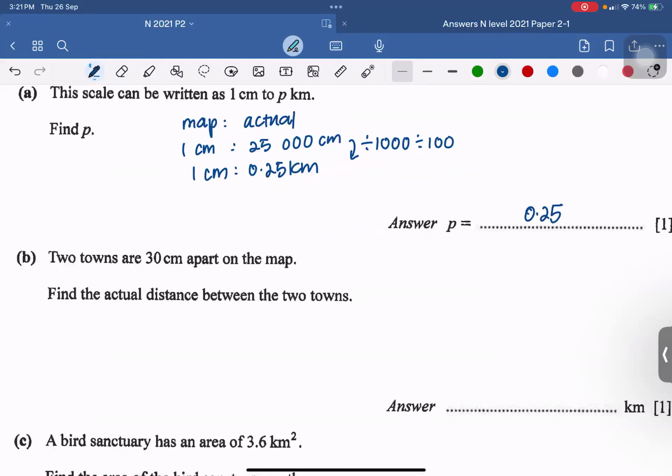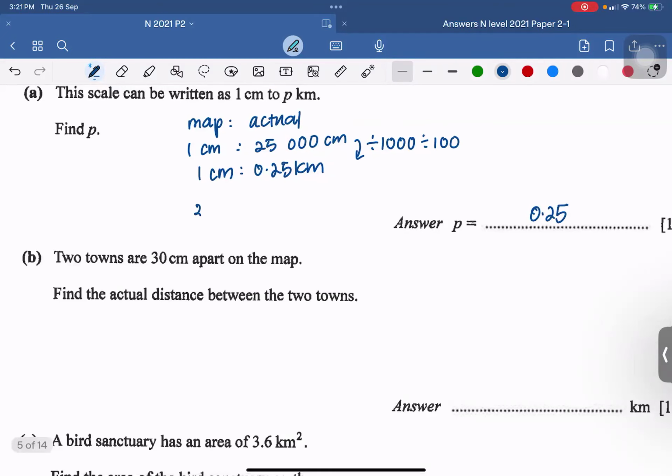Next, two towns are 30 cm apart. So I take this number times 30 cm. So 0.25 times 30 cm gives you the answer for the second part. 30 divided by 4, I got 7.5 kilometer.